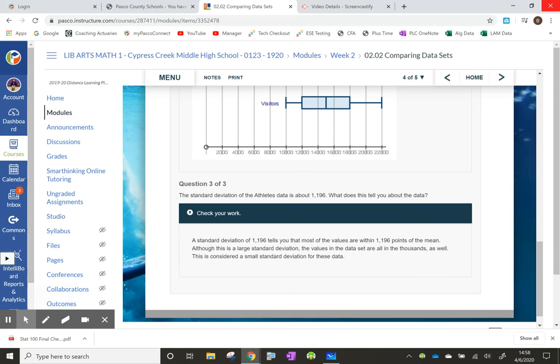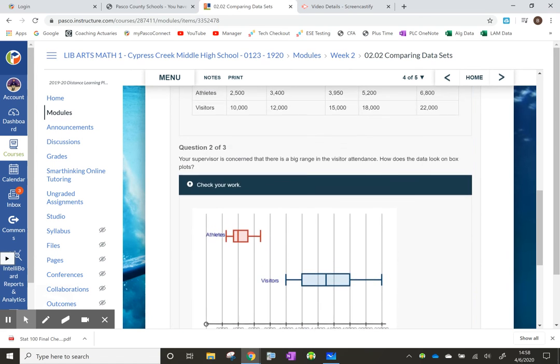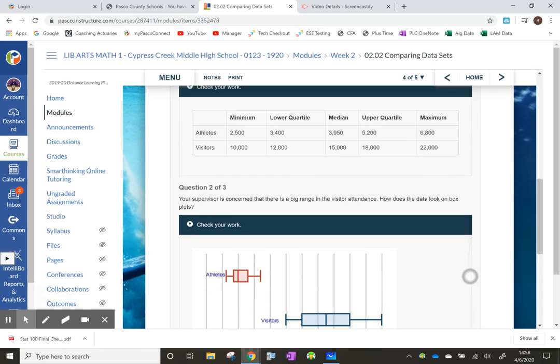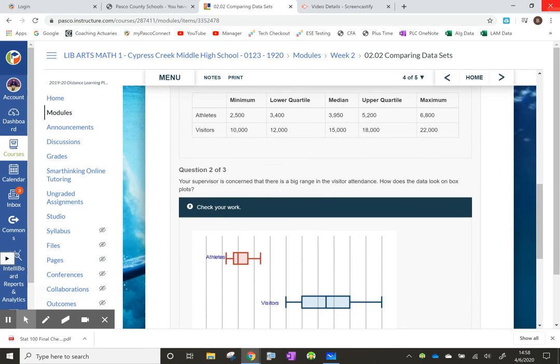Although this is a large standard deviation, the values in the data set are all in the thousands as well. This is considered a small standard deviation for these data. Given the fact that our numbers in general were in the thousands, our standard deviation being in the thousands is not a surprise. So standard deviation is based on the context of the problem. If all our numbers were in the thousands, our standard deviation being in the thousands is not a big deal.